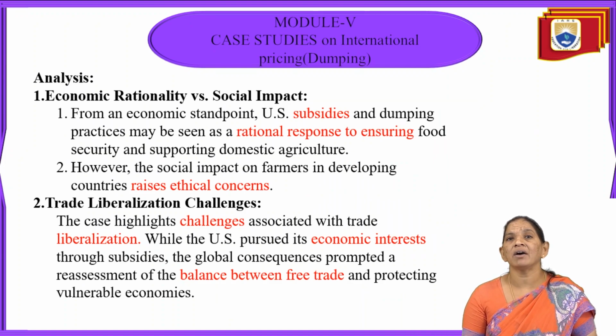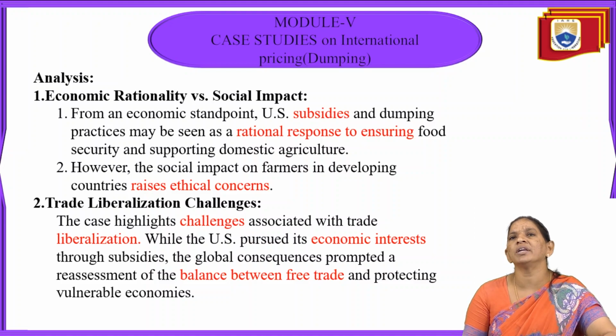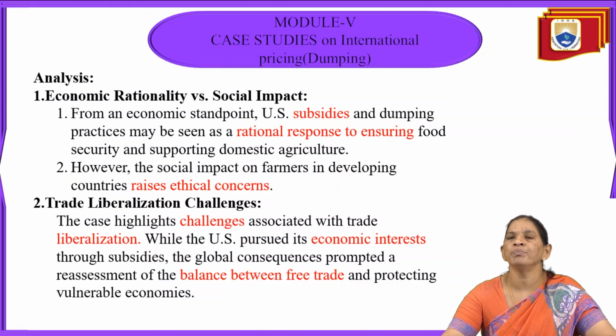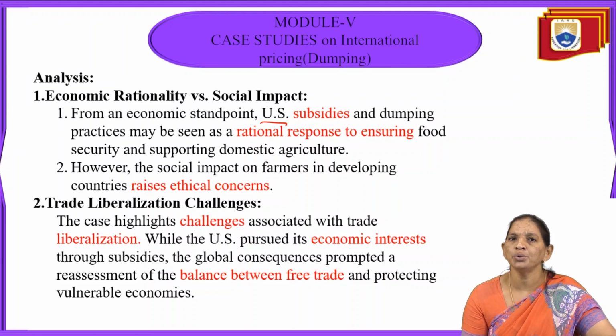So with this we can analyze how these international forums help developing nations avoid these dumping activities from US agricultural product. So with this we have the first analysis: economic rationality versus social impact. From the economic point of view, US subsidies and dumping practices have been a rational response to ensuring food security and supporting domestic agriculture.